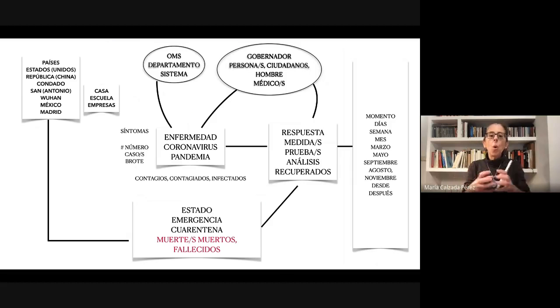Now, if we then organize and put together our keywords in thematic or topic boxes, again, we find a box with keywords to name the virus or the illness, coronavirus, pandemia, but now enfermedad, illness. So this is a more general way to refer to COVID-19 through the keyword enfermedad, illness. Opposite that, you have a positive box like with keywords like response, respuesta, medida, measure, prueba, test, and so on.